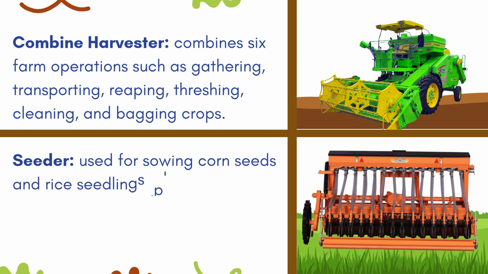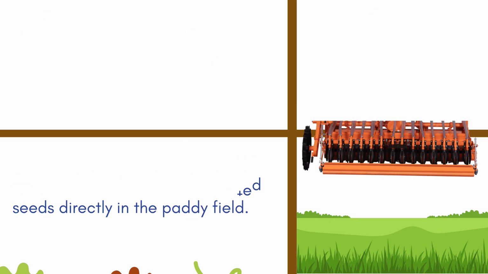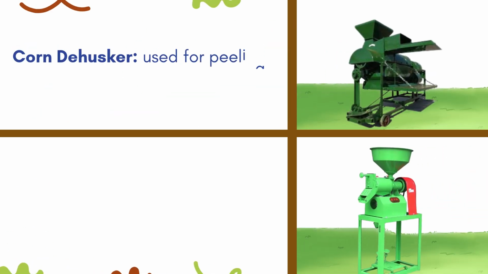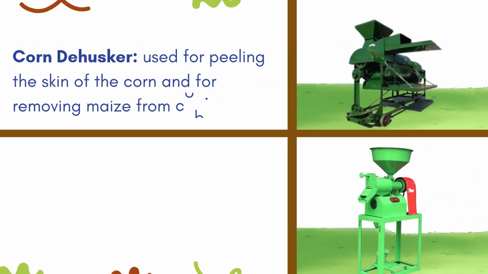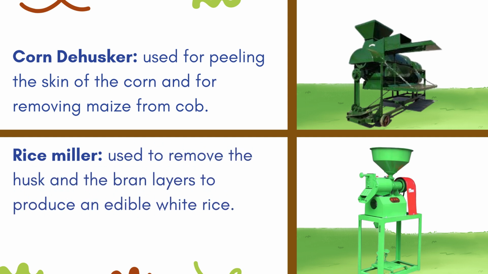Seeder, used for sowing corn seeds and rice seedlings, pre-germinated seeds directly in the paddy field. Corn dehusker, used for peeling the skin of the corn and for removing maize from the cob. Rice miller, used to remove the husk and the bran layers to produce an edible white rice.